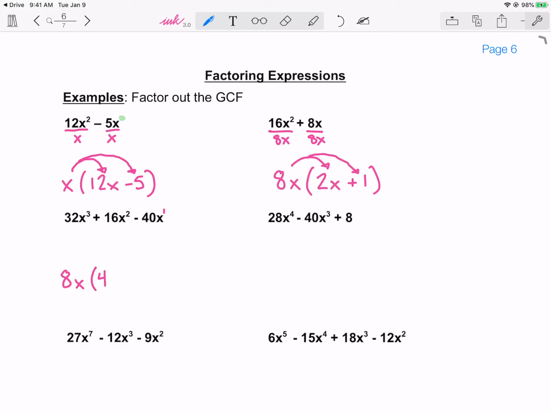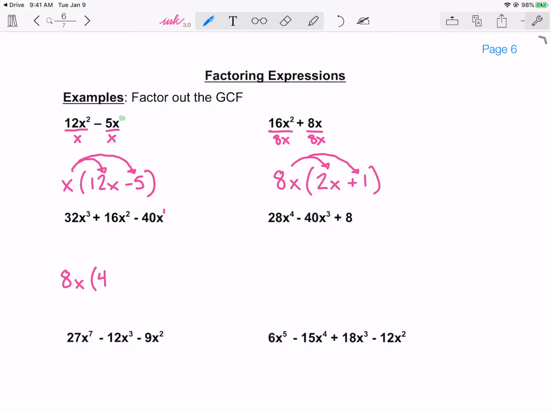Again, a quick check. 8 times 4 is 32, x times x squared is x cubed. 8 times 2 is 16, x times x is x squared. 8 times negative 5 is negative 40, and there's an x along with.